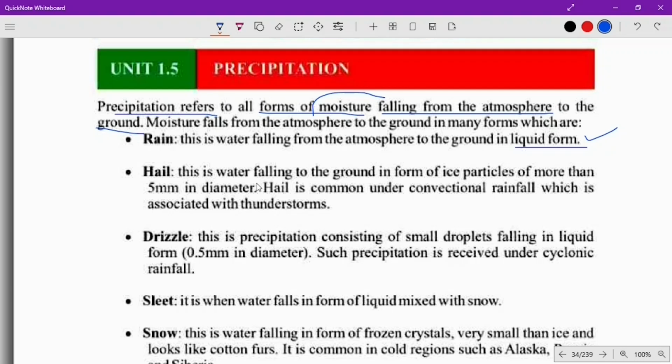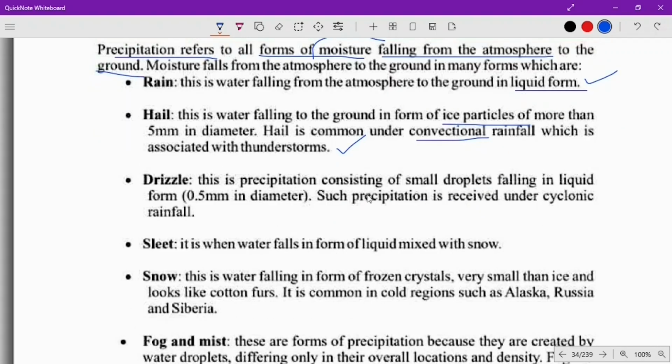Hail. This is water falling to the ground in the form of ice particles of more than 5 millimeters in diameter. Hail is common under convectional rainfall, which is associated with thunderstorms.